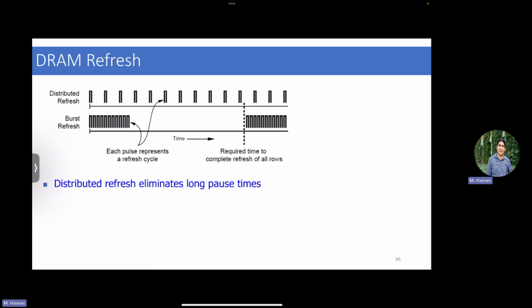So if a read arrives, for example, while you are just starting a refresh here, this unlucky read would have to wait for the full refresh, which is in fact a significant time. It's hundreds of cycles, right? So this is a very large delay.